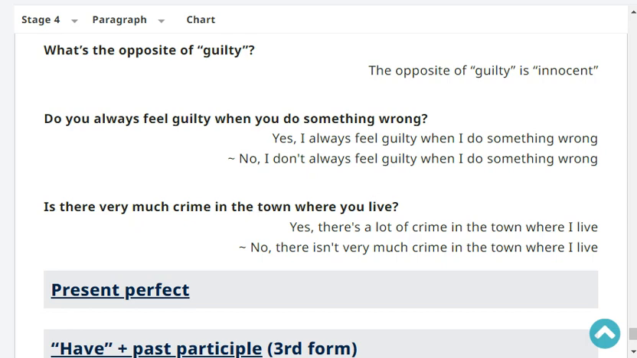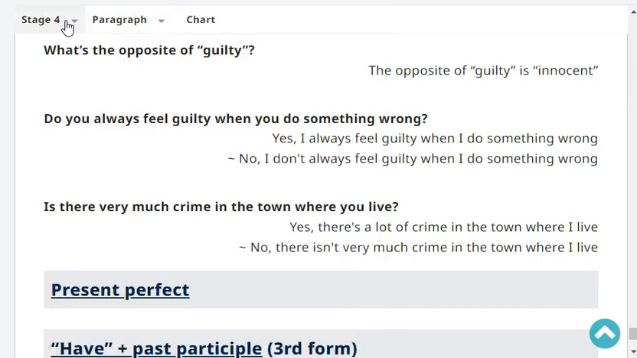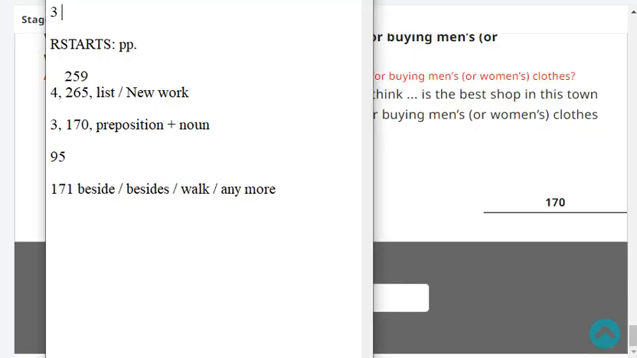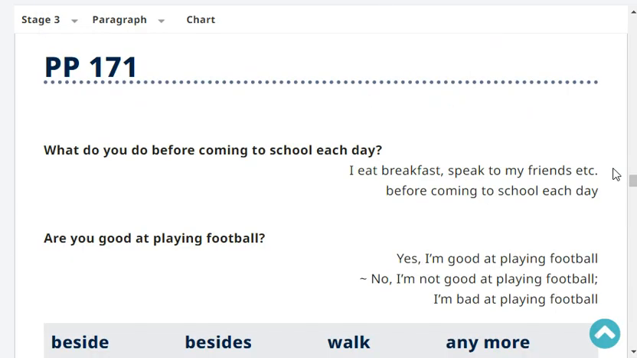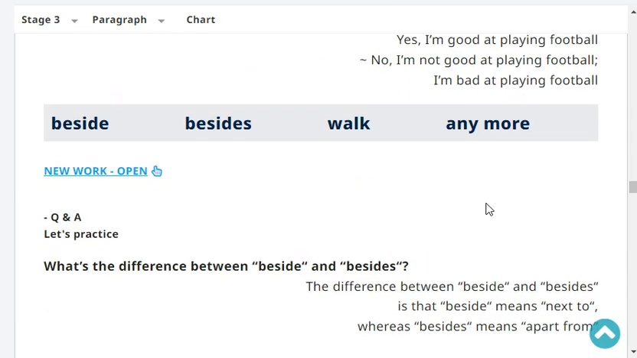Okay, so now let's move on to reading. Our reading is at stage 3, page 170. Our last head word was preposition plus noun. Please start at page 171. Head words: beside, besides, walk, anymore.